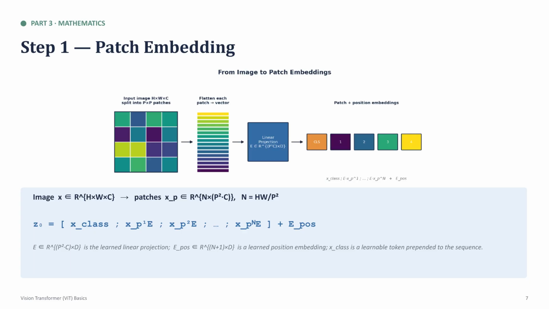Let's start with the math. An image X with height H, width W, and C channels gets reshaped into N patches, where N equals H times W divided by P squared, P being the patch size. Each patch is flattened into a vector and multiplied by a learned projection matrix, E. Then we prepend a learnable class token and add a position embedding E_pos to the whole sequence. That gives us Z0, the input to the very first encoder block. This is the only place in the whole architecture where the image's 2D structure gets touched. Everything after this is just sequence processing.